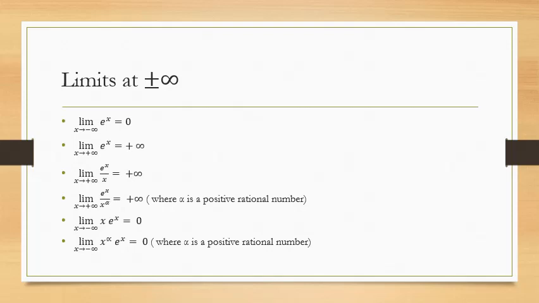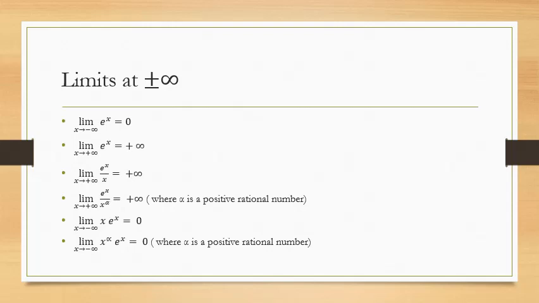Fourth limit, as x goes to plus infinity of e power x over x power alpha, where alpha is a positive rational number, it's positive infinity. Alpha could be 2, 3, half, any positive rational number. Limit as x goes to minus infinity of x times e power x is 0. Limit as x goes to minus infinity of x power alpha e power x, where alpha is a positive rational number, is also 0.